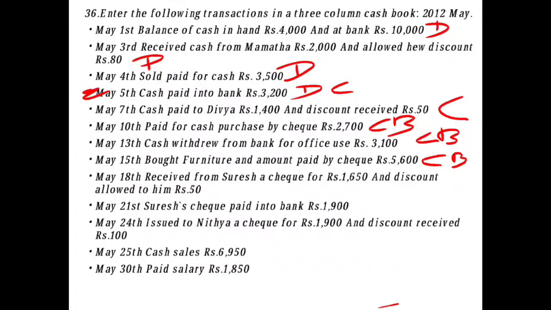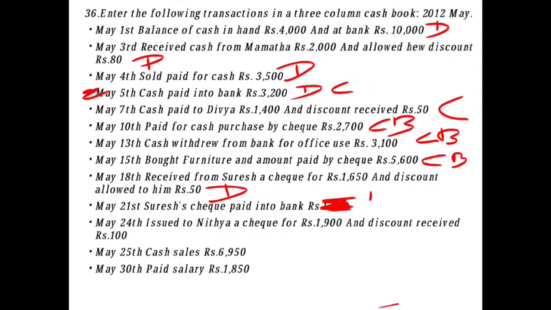Then received from Suresh a check of rupees 1650 and discount, debit side, cash column. Whenever you receive a check it will be recorded in the cash column. Whenever you make a payment by check it will be recorded in the bank. Now whatever the check you have, Suresh's check, we have paid it into the bank. Okay, this is not the 1900 amount. Suresh's check, how much are we having? 1650, that only you should write, not this one.